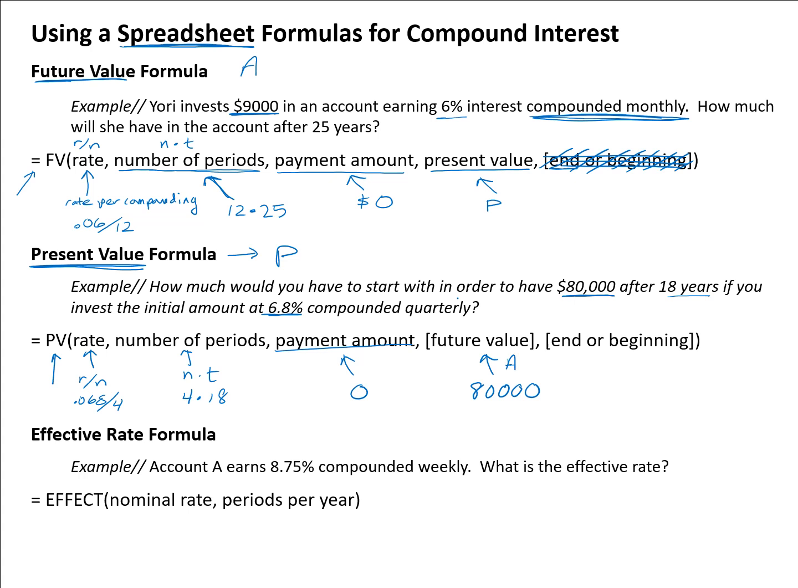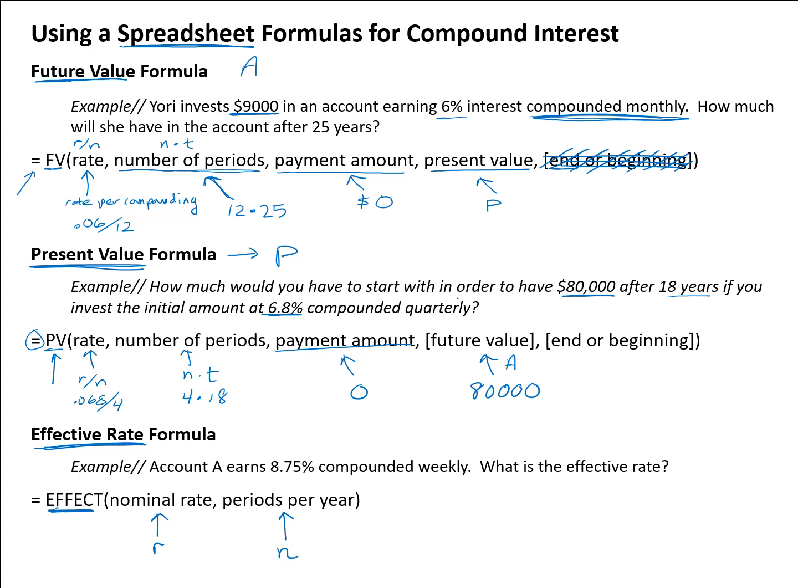Effective rate only relies on two things. It relies on the annual interest rate R and the number of compounding periods per year, which is just n. So you only have to enter in two things, but the abbreviation for effective rate is EFFECT in all of these spreadsheets. So again, we always start with an equals and then the name of what we're trying to find: future value, present value, or effective rate, EFFECT in this case.